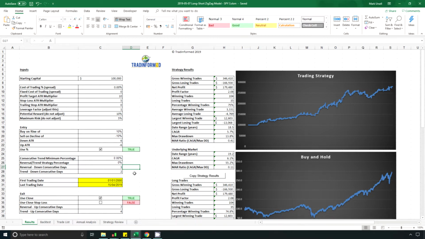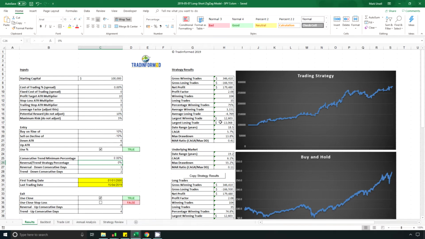Now we can look at both of these strategies together. It may well be that we want to use either one or the other, either the reversal or the trend, or even a combination of both. So the first thing I'm going to do is look at the reversal strategy. So I've put here 0%, which in this case means that 100% of the trades are going to be reversal trades.